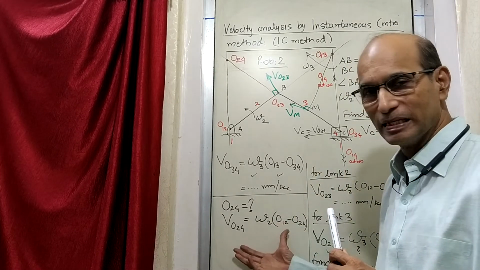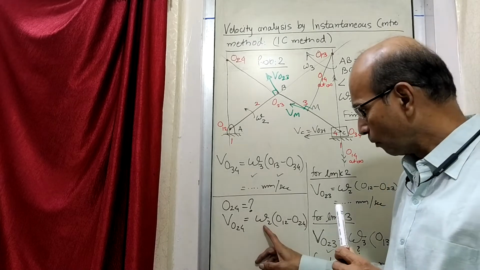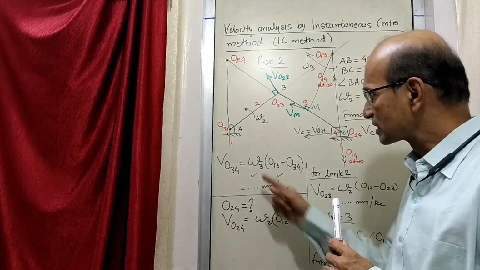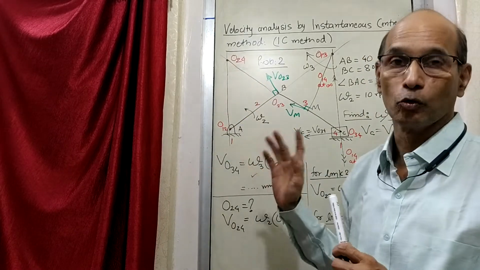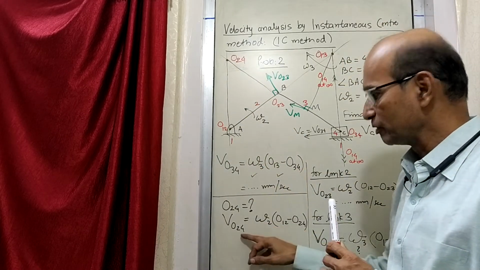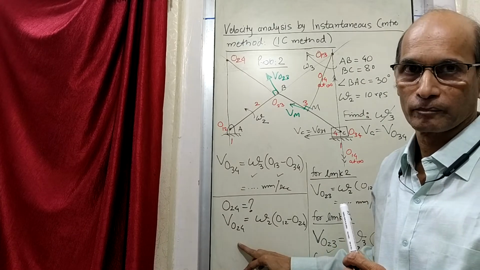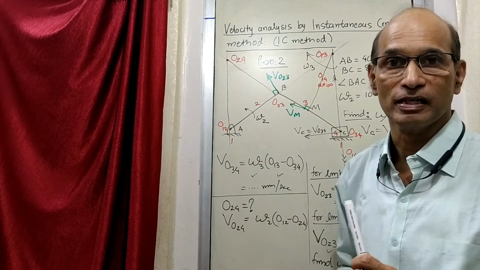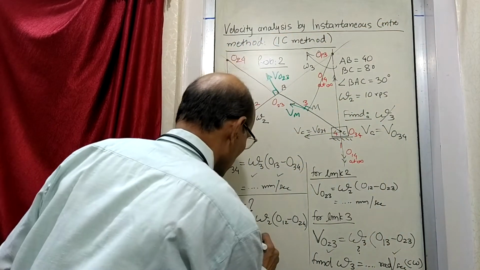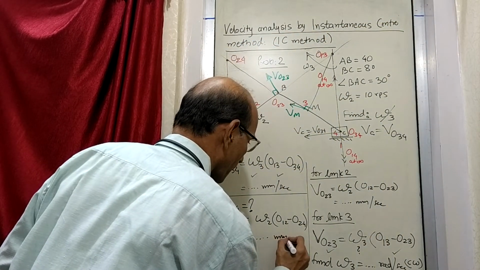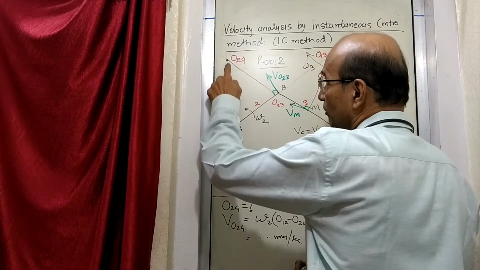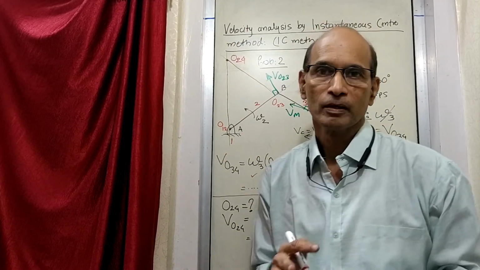And if you write like this, then what is the next thing? Omega 2 is the one which we already know, it is given. And this is the distance from O1 to 24 which is already known. So we know both the things, that means you can find out velocity of 24. So the velocity of this point you can very easily find out, because we know everything. So we got the velocity of this point 24. Okay.